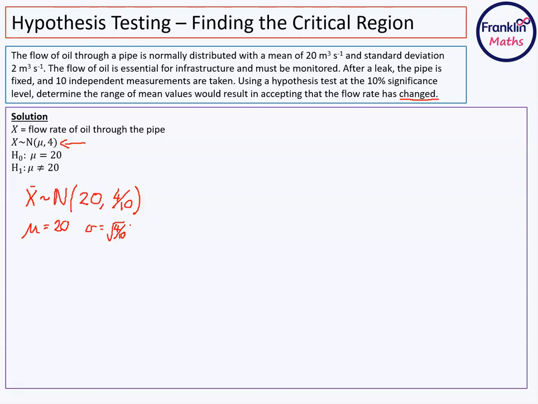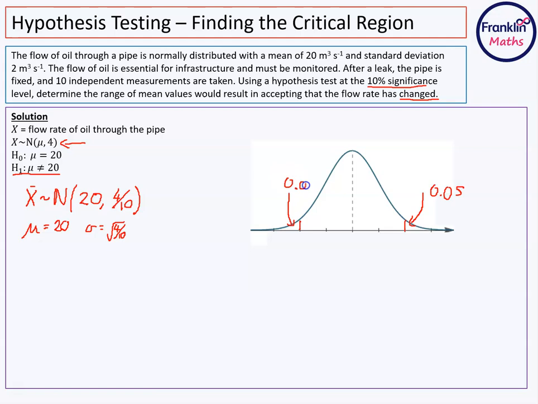Okay, so there's my normal distribution curve. Now, because we're looking at the 10% significance level, and we're looking at a change, and also a two-tailed test here, we're going to have to split it into two. So there we go. That area there is going to be 0.05, so that's 5%. Same with that one there, 0.05.